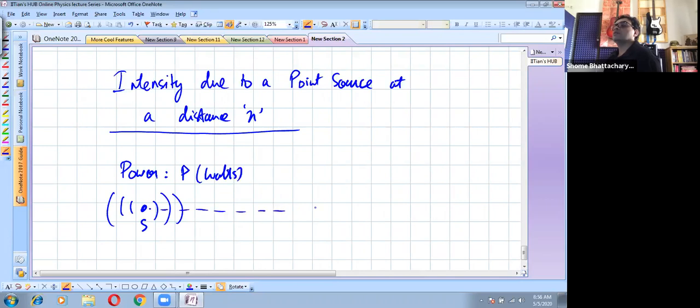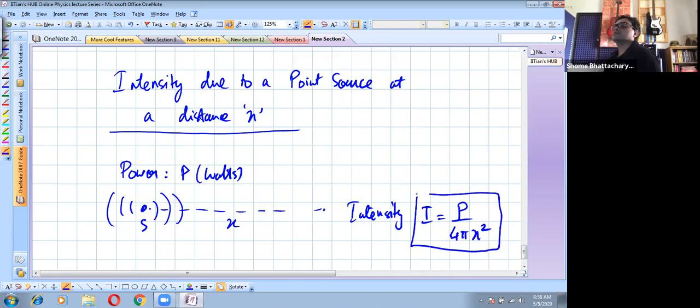And as you know, at a distance x from it, the intensity becomes that power divided by 4 pi x squared. This is assuming that the sound propagates equally in all directions. Typically, there are reflections from the floor and other obstacles, so it doesn't work 100% in real life. But here, we assume that we have an isolated point source and no other obstacles.